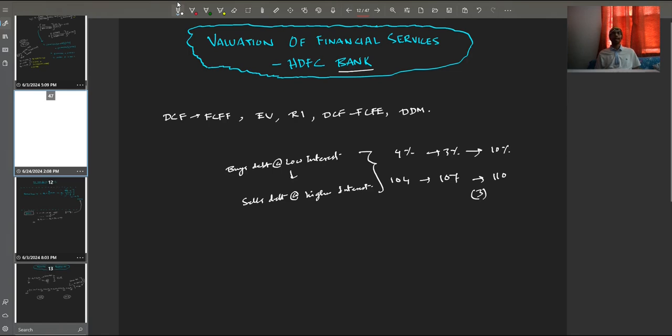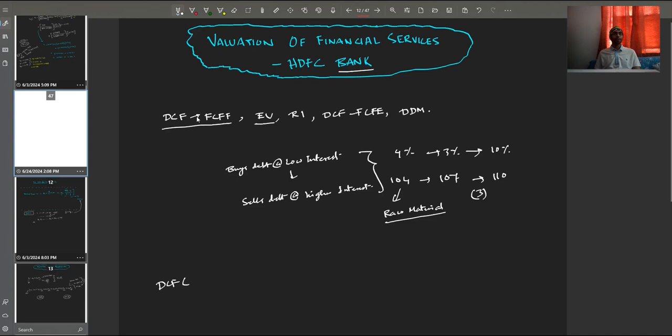So debt for a bank does not behave like traditional capital. It behaves more like raw material. Therefore, the valuation methods which use debt as a pure play capital cannot be used in valuing a bank or a financial service company. The valuation methods which use debt as pure play capital are DCF of free cash flow to the firm and enterprise valuation. How? Let me tell you.